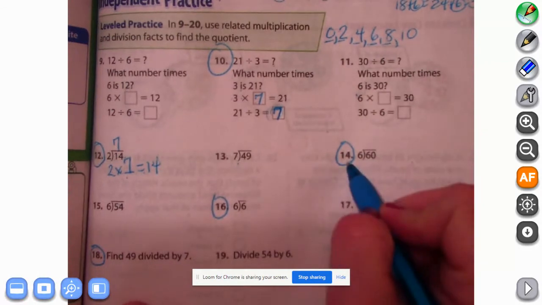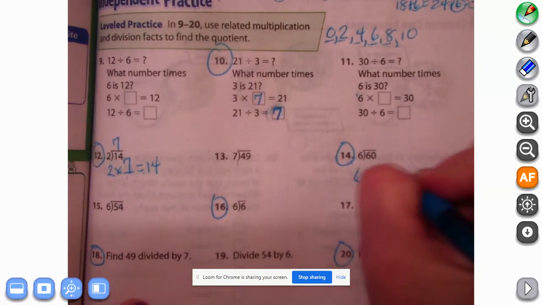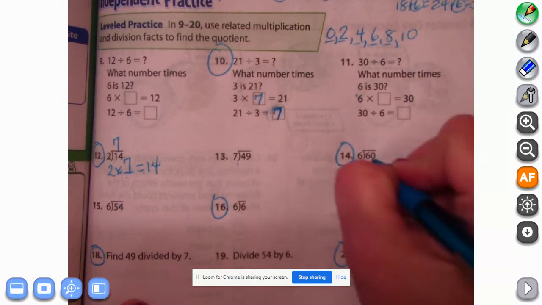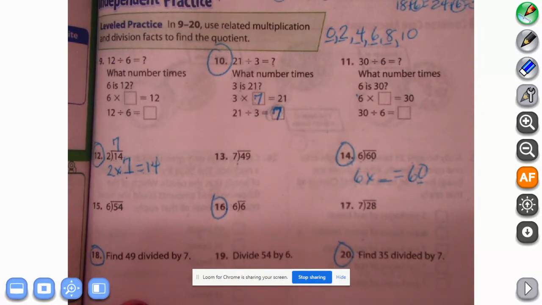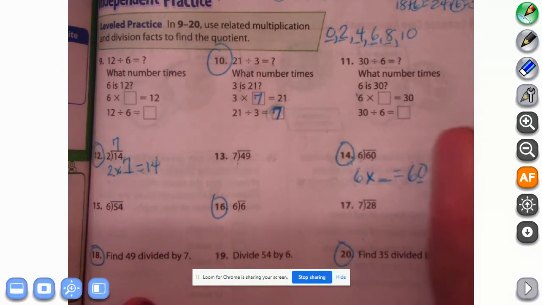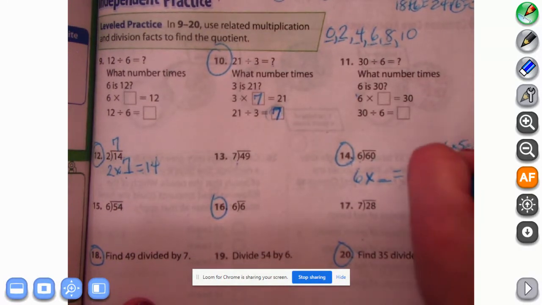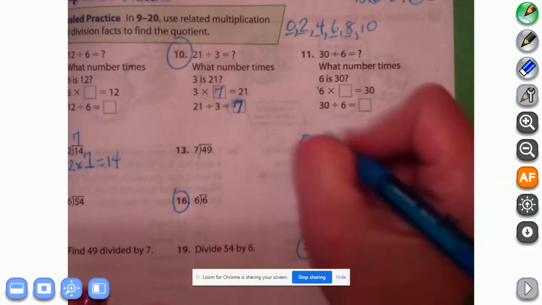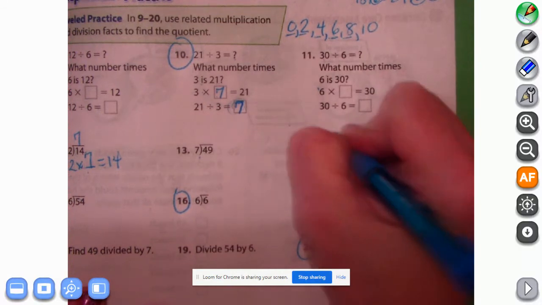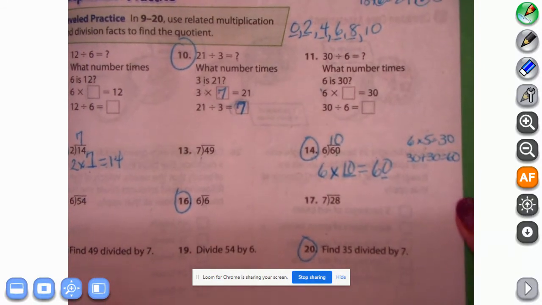Let's go to 14. 6 times what number is going to equal 60? Because it says 60 divided by 6. Now we see a 0 here. What number could that have possibly been? Think about that. If I do 6 times 5 and I skip count, I get to 30. And 30 plus 30 would equal 60. So that means this would be doubled. 5 plus 5 would equal 10. 6 times 10 equals 60.